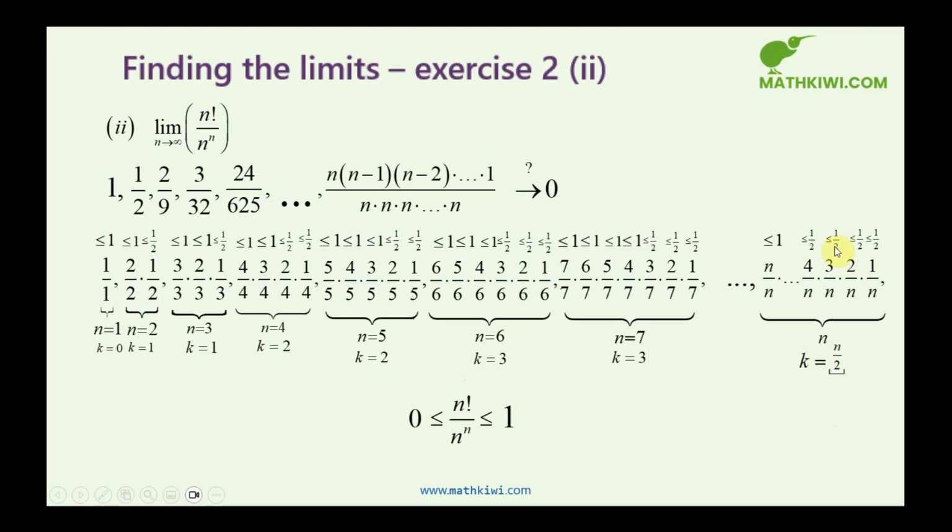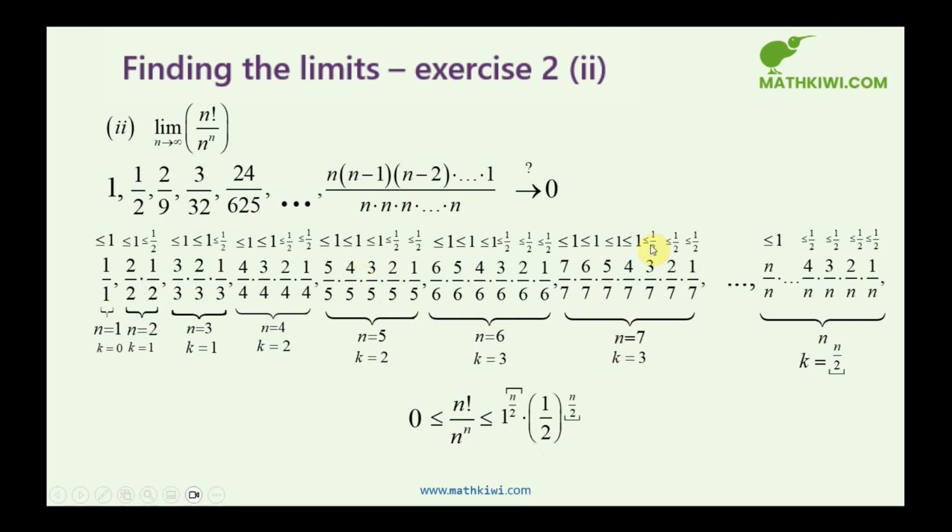So, the number of factors less than or equal to 1/2 here is half their number, which is n over 2 rounded down. So, this sequence is definitely less than or equal to something like this. If every factor here from the first ones, those greater than 1/2, for example here, look. If you take each of these 5 factors and replace the first 3 with 1, and these two with 1/2, then the fraction that results will definitely be greater than or equal to this.